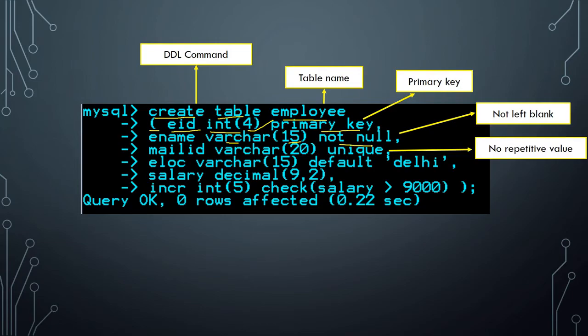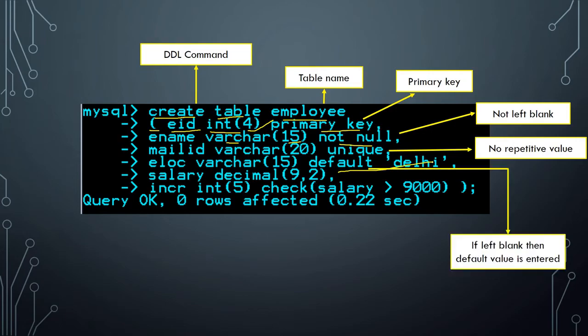Next, I have elog, that is employee location, with the data type varchar, and I'm applying the default constraint over here, that is Delhi. So you can see, if we are not entering any location or not providing any location to an employee, the default location will become Delhi. That person will get allotted to the Delhi division. Only if that column is left blank is the default value entered, that is Delhi.